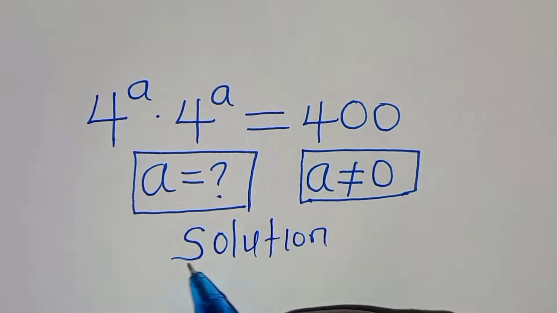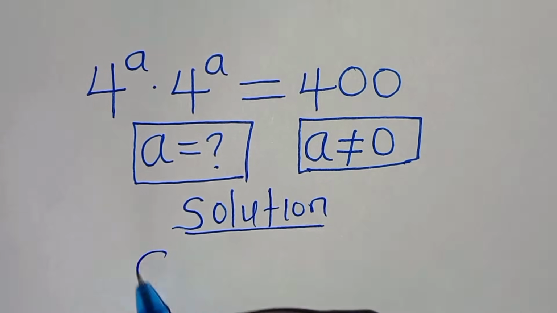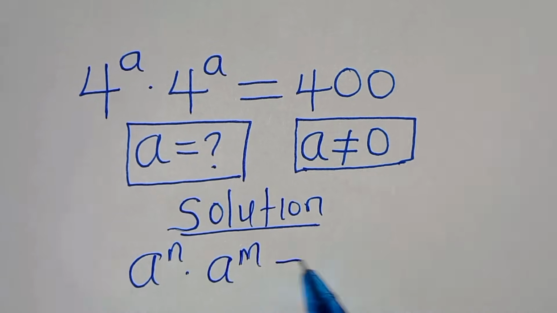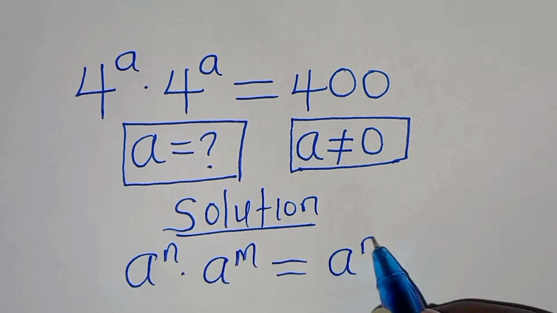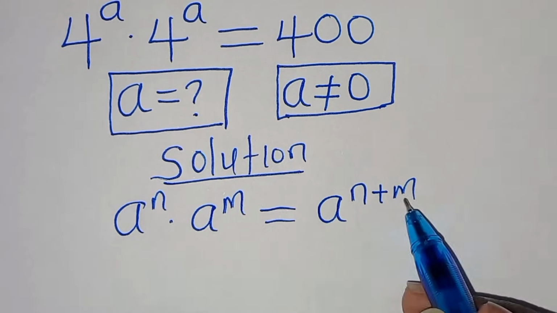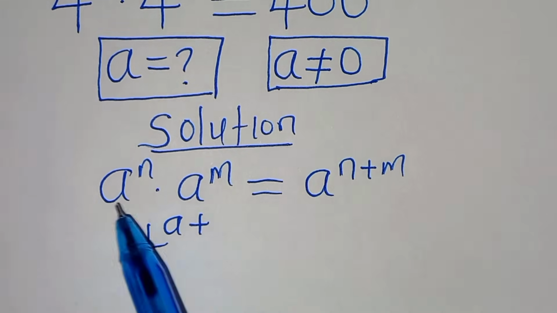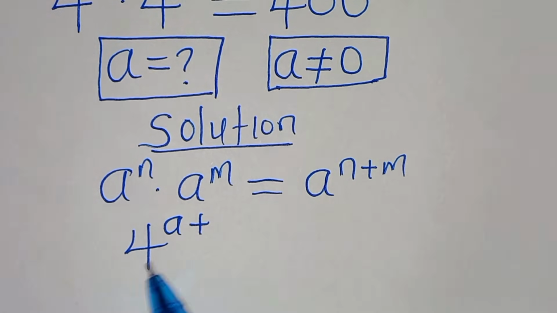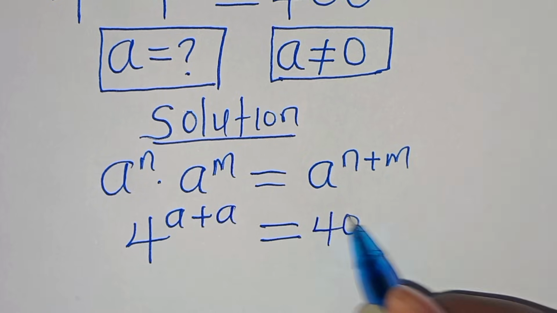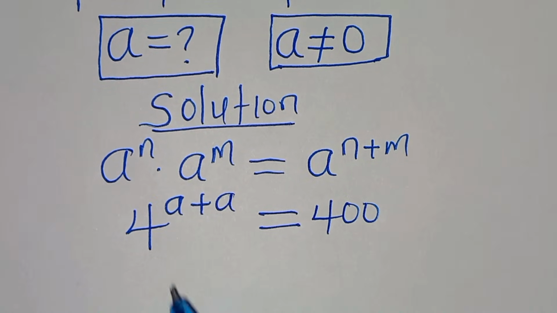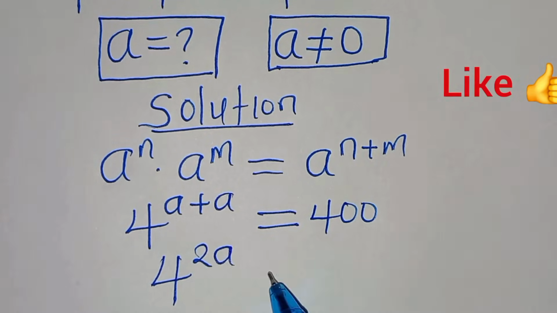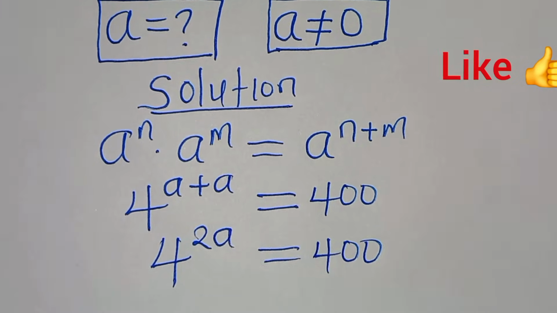This exponential equation is in the form of a to the power of n multiplied by a to the power of m, which we can express as a to the power of n plus m. Applying this exponent property, here we have 4 to the power of a plus a. This is equal to 400. So this means we have 4 to the power of a plus a, which is 2a. This is equal to 400.